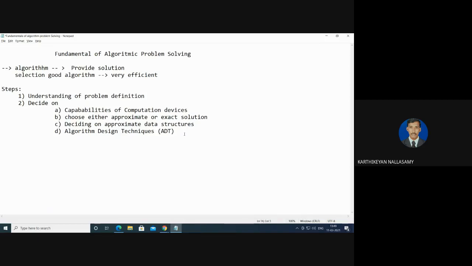And the third step is, once we have found out about the ADT and decided all these parameters, then we are going to decide the type of methods we are going to use for specifying an algorithm. So, methods for specifying an algorithm. And the fourth step is proving the algorithm's correctness, which means your algorithm is correct for the given problem statement, with the help of test methods.